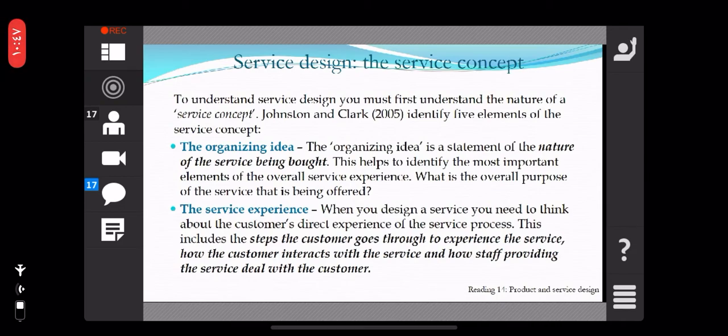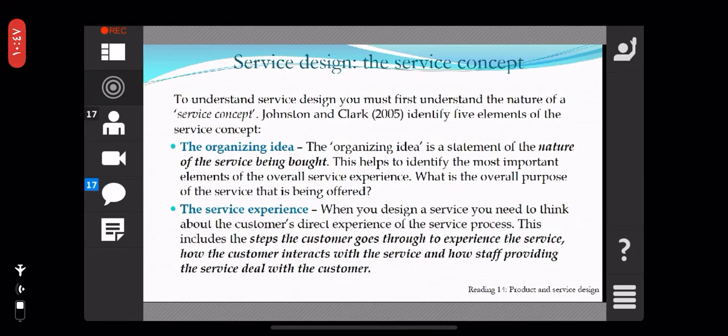The organizing idea basically helps to identify the most important element of the overall service experience. What is the overall purpose of the service that is being offered? We call it the organizing idea. The organizing idea is basically the nature of the service that is being bought.